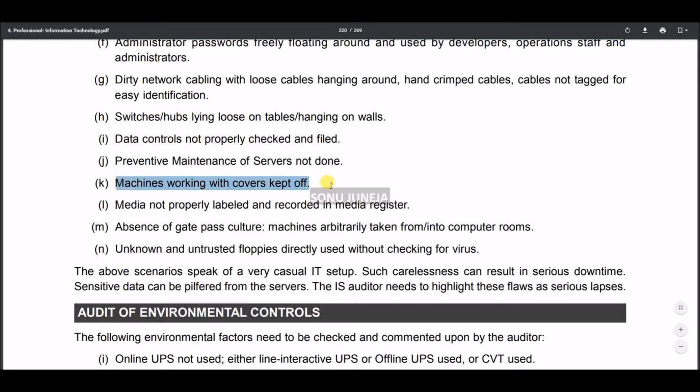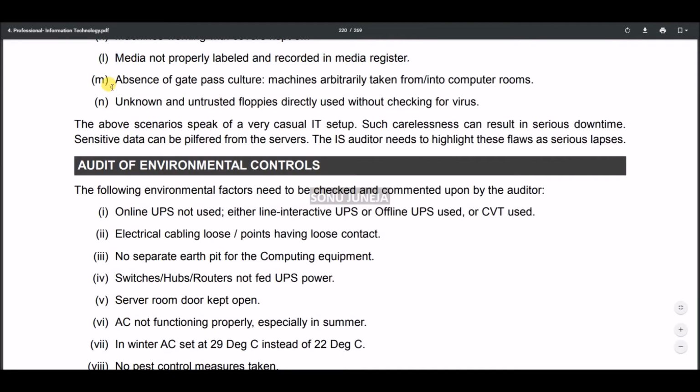वही साइड में CPU की साइड की लिड हटा के काम चल रहा है. Not acceptable. Media not properly labeled and recorded in media register. Absence of gate pass culture. Machine arbitrarily taken into computer rooms.